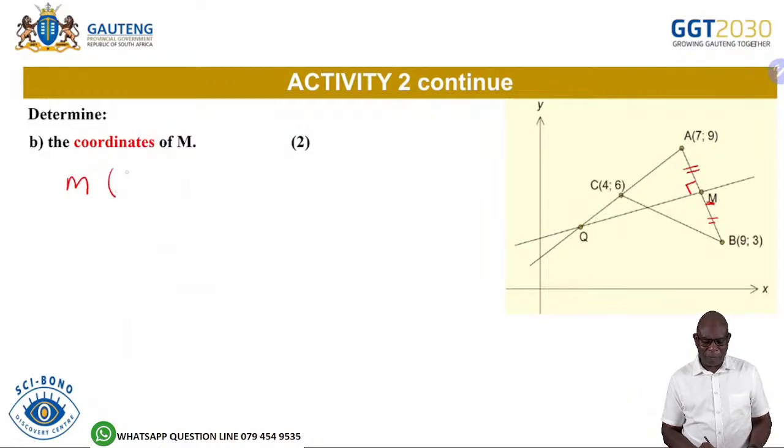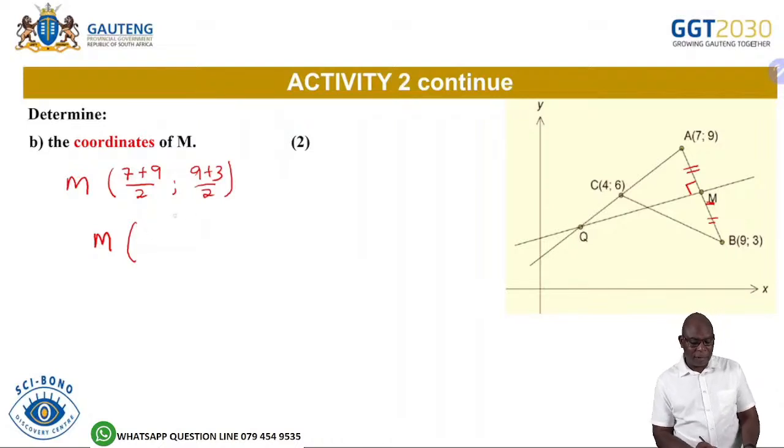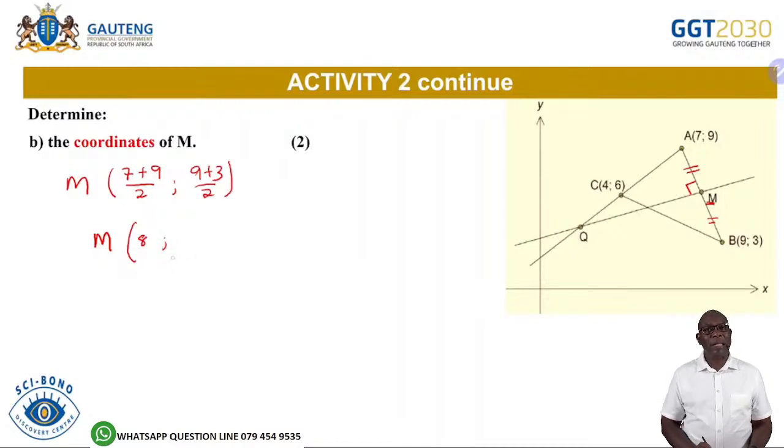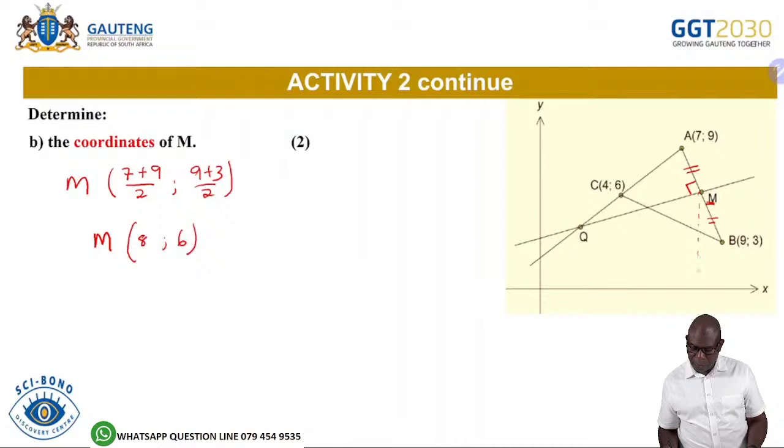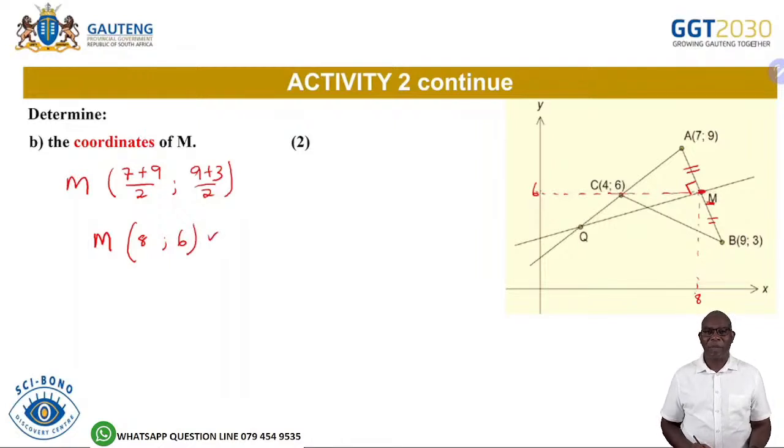We must get the midpoint of that line, which is going to be 7 plus 9 divided by 2, and 9 plus 3 divided by 2. So the point that we are looking for is the M point. 7 plus 9 is 16, and 16 divided by 2 is 8. 9 plus 3 is 12, and 12 divided by 2 is 6. Let me see if I'm correct. I think so, because that point there can be 8, and this point here can be 6. So my point there can be (8, 6). So I think I'm fine. And if I get funny answers like negative 4, negative 8, or negative 6, I must just know that there's something wrong that I've done.